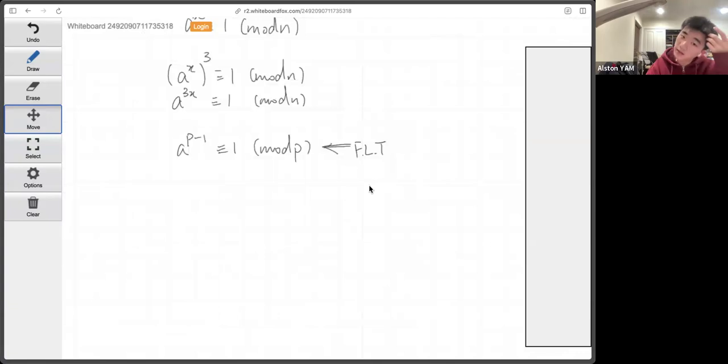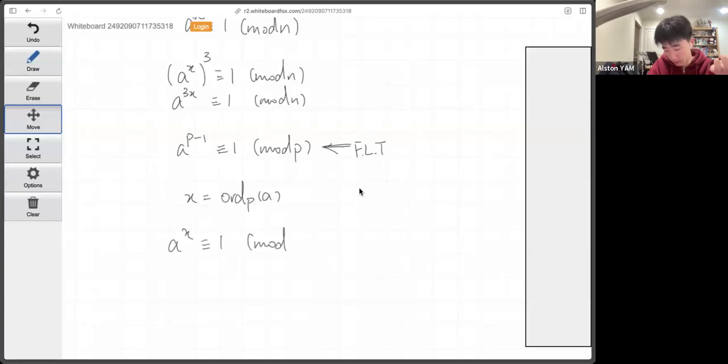Well, what do you notice? Because if we look at X such that X is equal to the order with respect to P of A, then what we know is that A to the X must be 1 mod P. And that's kind of by definition, because X is the smallest positive integer such that A raised to the power of X gives you a 1.